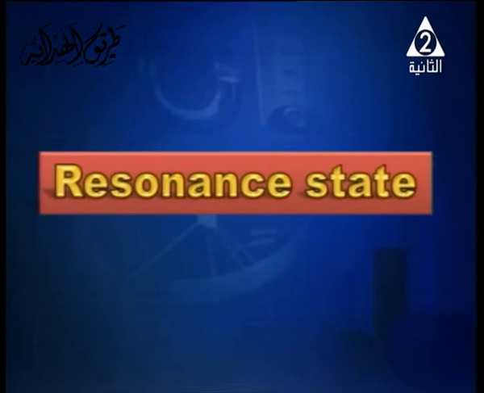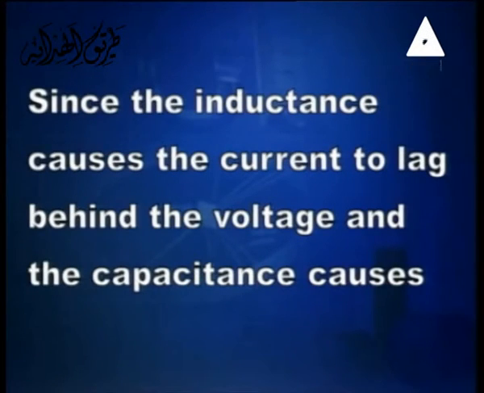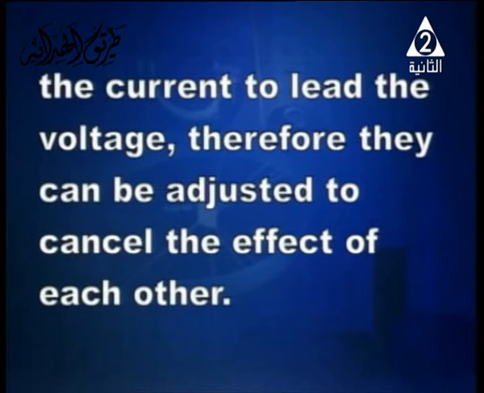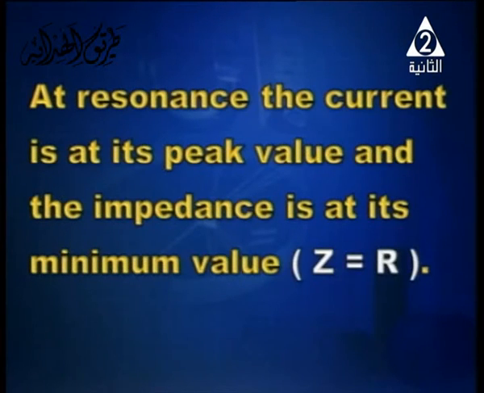And now talking about something very important, the resonance state. Since the inductance causes the current to lag behind the voltage, and the capacitance causes the current to lead the voltage, they can be adjusted to cancel the effect of each other. At resonance, the current is at its peak, its maximum value, and the impedance is at its minimum value. Impedance is then equal to just the ohmic resistance.